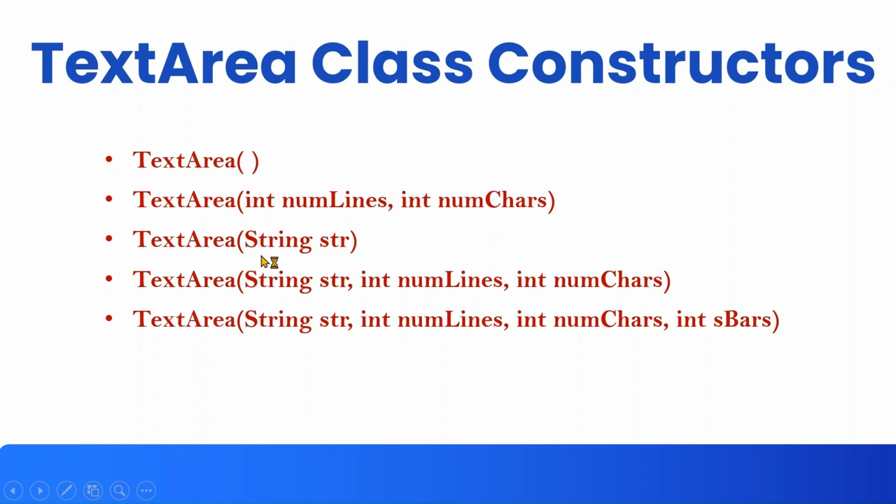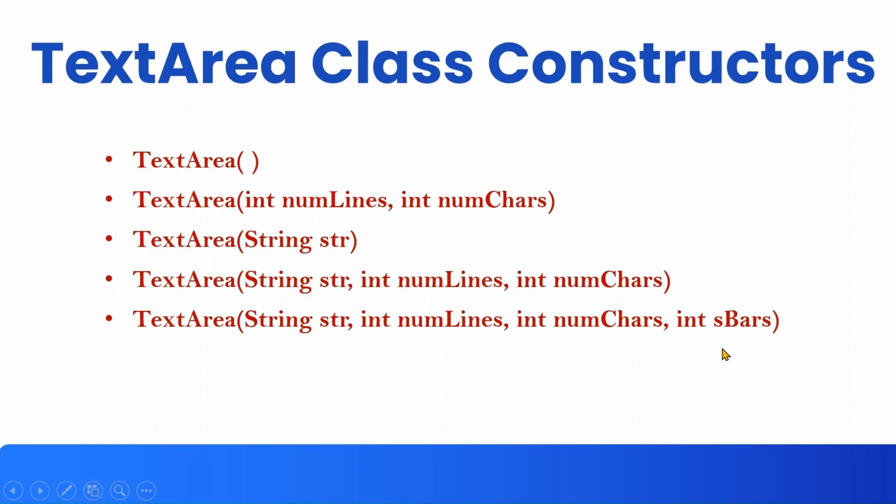Then if you want to keep a default string, so when you execute your application, whatever string you write here will be visible in the text area by default. Now one more constructor we have: your specific number of lines and number of characters, and also the default string. Then the last text area constructor has the default string. We need to specify the number of lines and number of characters each line, and also the scroll bars.